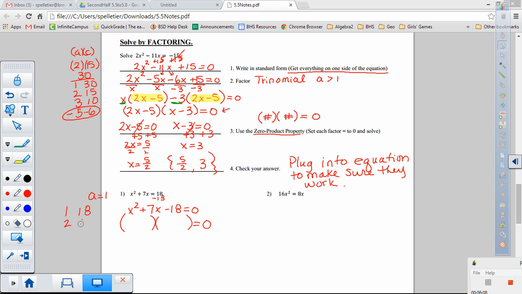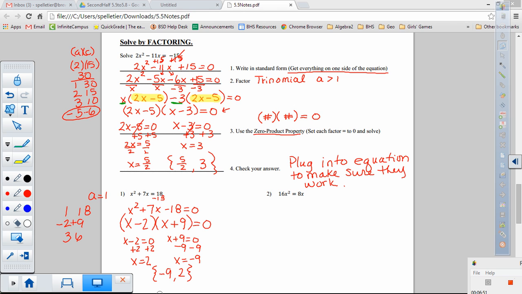So 1 and 18, 2 and 9, 3 and 6, and then you're looking for which set is going to give you negative or positive 7. So I'm looking for positive 7. Positive 9 minus 2 is going to give me 7. So x minus 2, x plus 9, and then again, your job at this point is to set those both equal to 0. x minus 2 equals 0. Add 2. So x equals 2. And then x plus 9 equals 0. Subtract 9, and we get x equals negative 9. So our solution, negative 9 and 2.